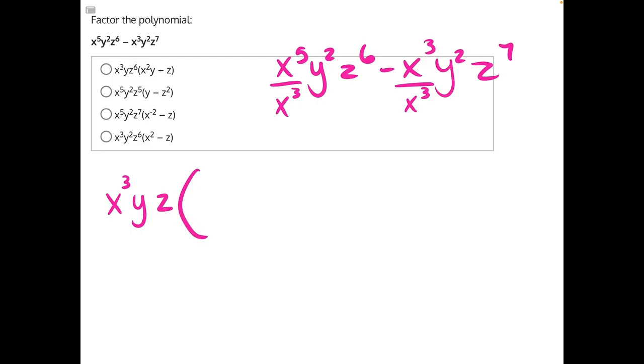Then we can start dividing. So x to the fifth divided by x to the third. Remember, when we are dividing two numbers with like bases that have exponents, we subtract those exponents. So x to the 5 minus 3 would give us x squared left over, and then we would have placeholder for y, placeholder for z. I'll leave some space, and then anything divided by itself is just 1. So x to the third divided by x to the third will give us 1.